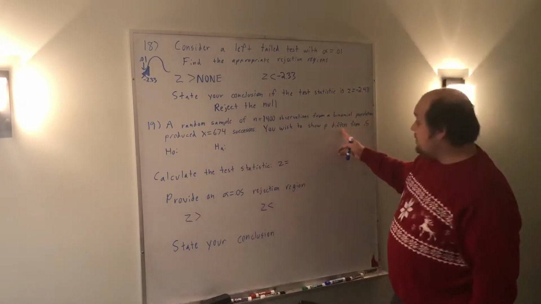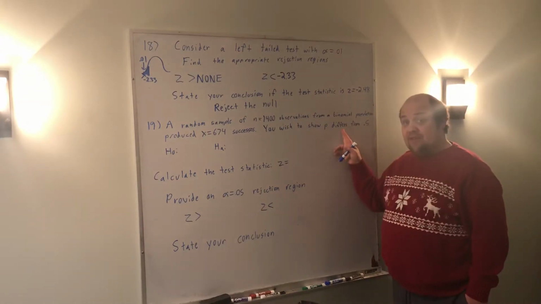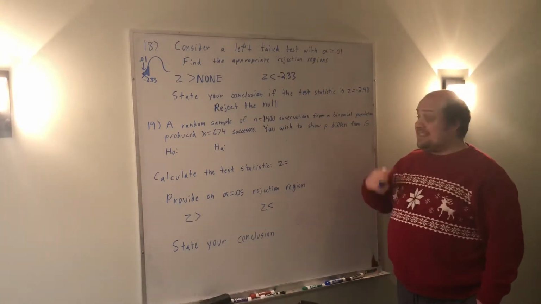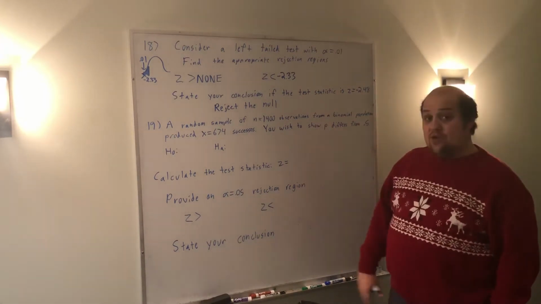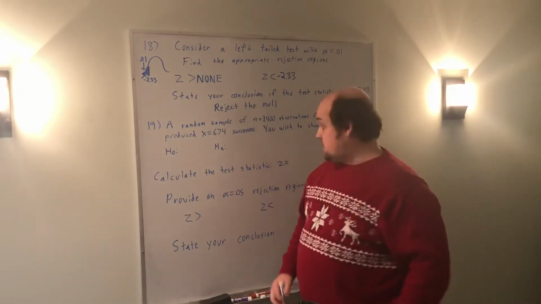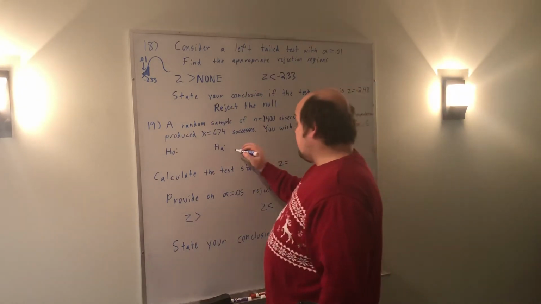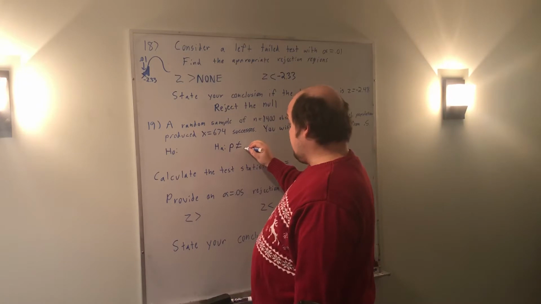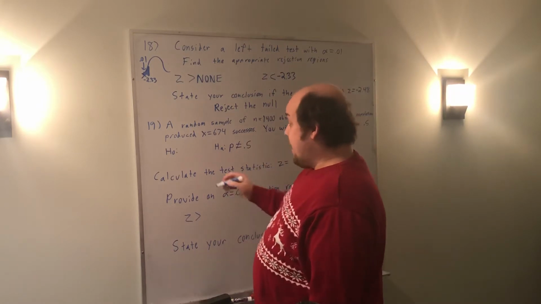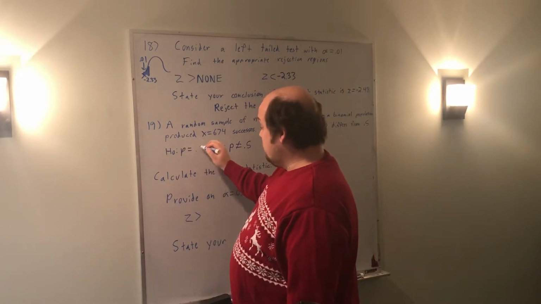Here, when it tells us the proportion differs from 0.5, the key is that it doesn't tell us it's greater than, doesn't tell us less than. Only thing we can do is use a not equal to test. So when I go to set my alternative hypothesis, it's that the proportion is not equal to 0.5. No matter what, my null is always equal to the same thing.